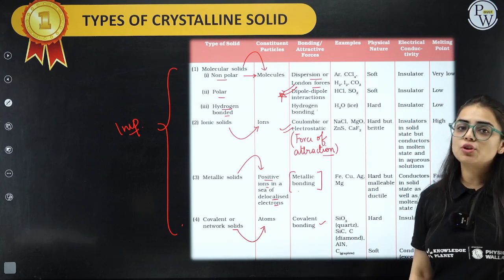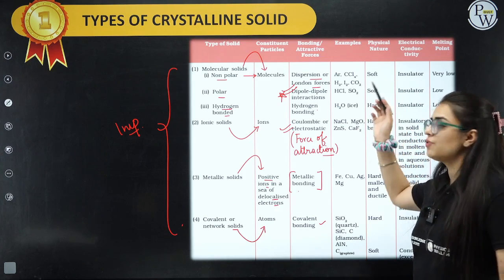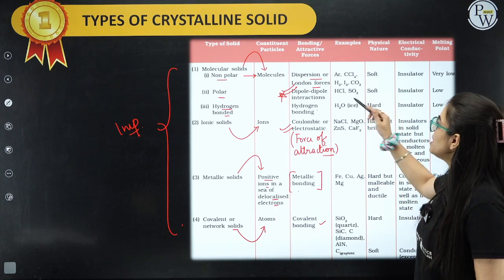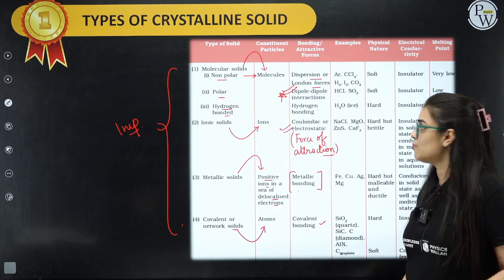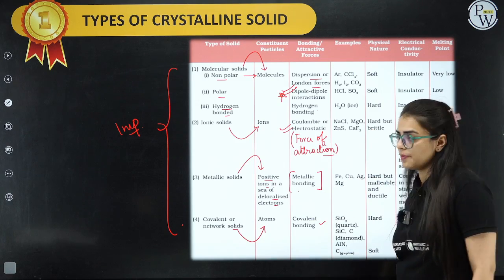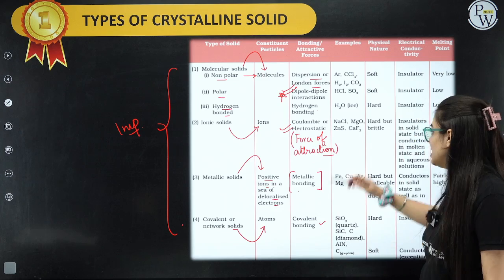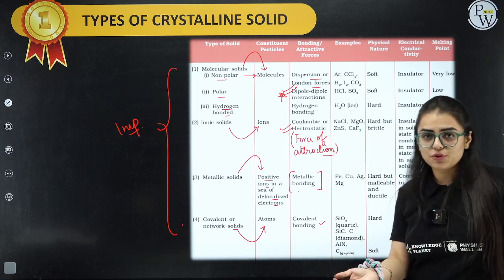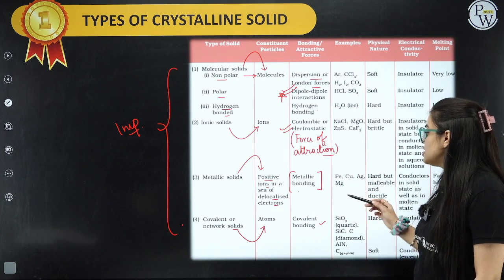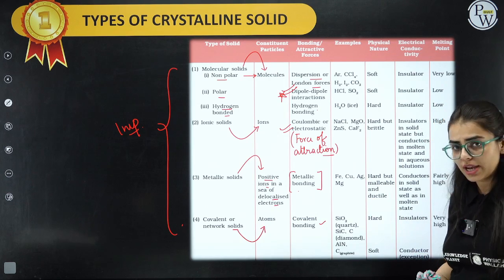Talking about the examples of non-polar, we have argon, CCl4, H2, I2. Talking about polar, we have HCl, SO2. Talking about hydrogen bonding, we have water in the form of ice. Then in the case of ionic, we have NaCl, MgO, ZnS, CaF2. And in the case of metallic solids, we have Fe, Cu, Ag, Mg, right?